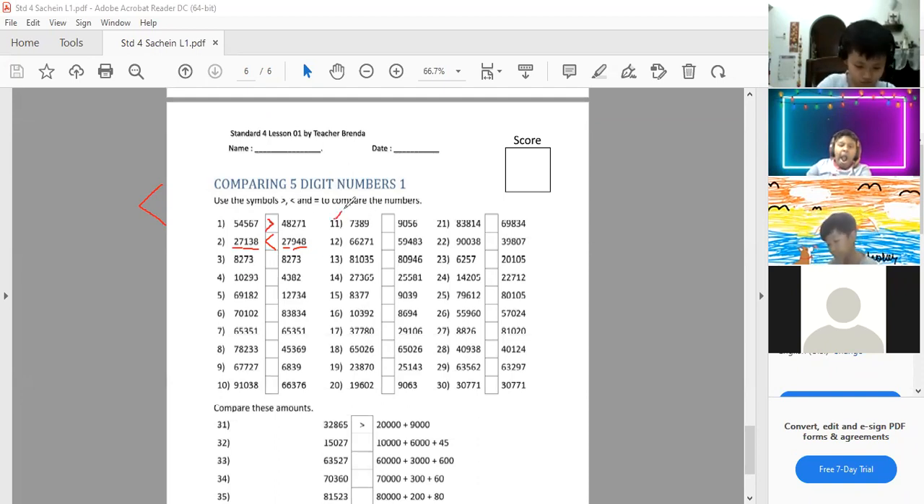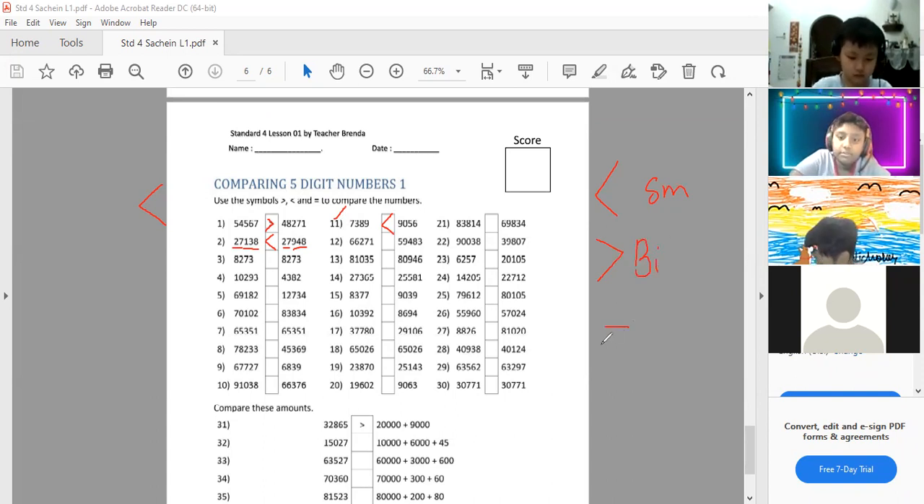Let's look at number 11 here. 7,389 and this side 9,056. So 7,000, is it bigger or smaller? Smaller. Yes or not? So you use this symbol, smaller. Okay, so this symbol means it's smaller. This symbol means it's bigger.